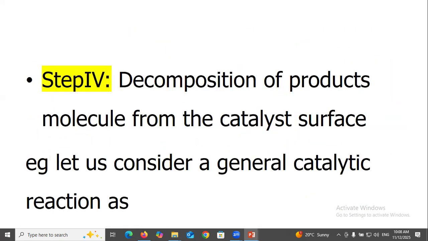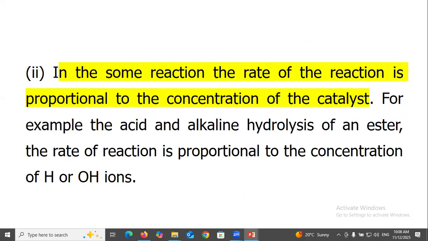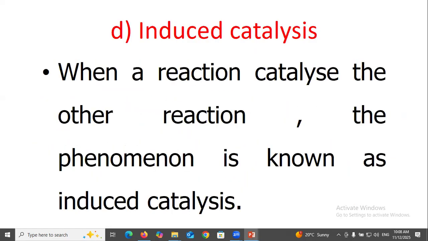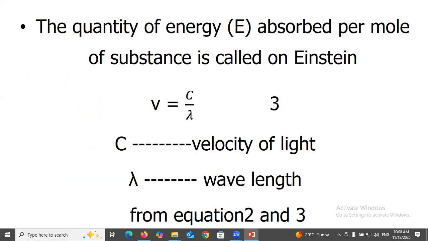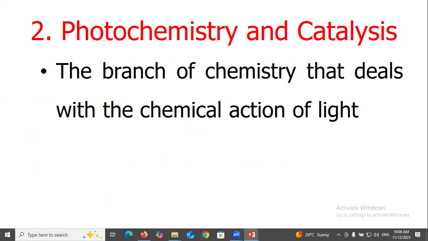Okay, that's all about photochemistry and catalysis under BSc second year, Institute of Science and Technology, Tribhuvan University.